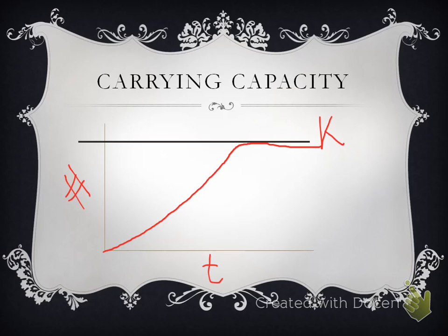And the K value is basically how many deer, given the amount of food, water, shelter, and mates, will actually be able to stay. So if our population continues on up this way, all these deer are dead. They'll either die of starvation, they won't have enough mates, they won't have enough room to live. So that's what carrying capacity looks like.